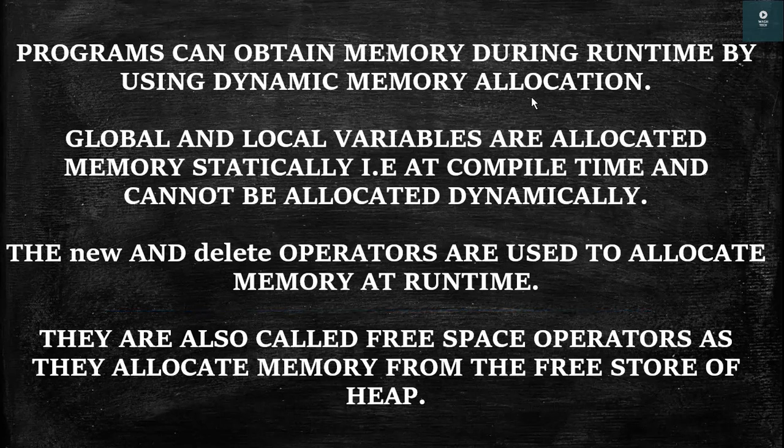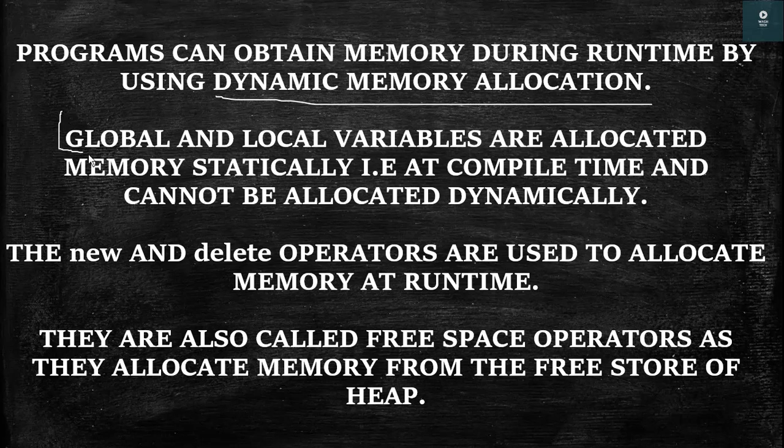Now, programs can obtain memory during runtime by using dynamic memory allocation. There are two ways: the first one is static and the second one is dynamic. To allocate memory during runtime, that is, as per the user's need, we can use dynamic memory allocation for this task.